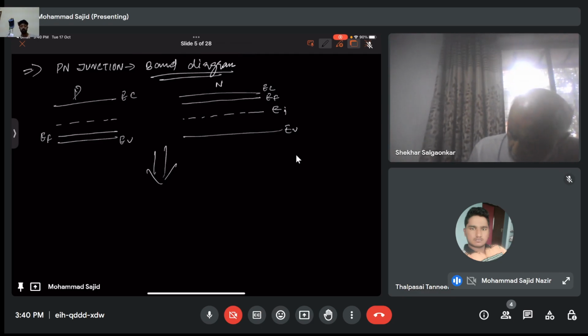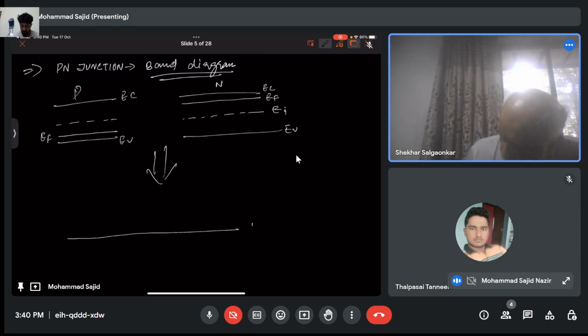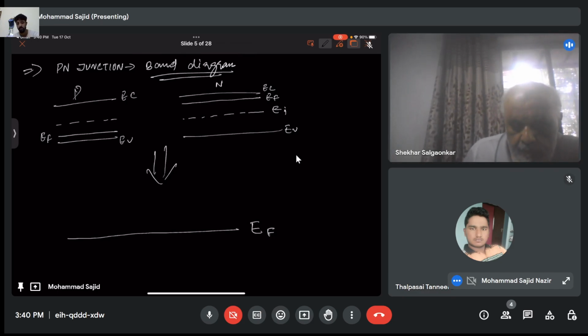Once you join them, the Fermi level becomes constant. You cannot have a different Fermi level on both sides of the region unless you have applied a potential. If the device is in equilibrium, that means there is no current flow from P to N, and EF will be constant throughout. Now I have drawn the EF. You just have to draw the other energy levels.